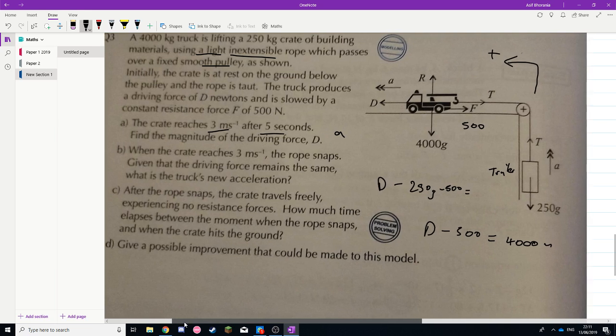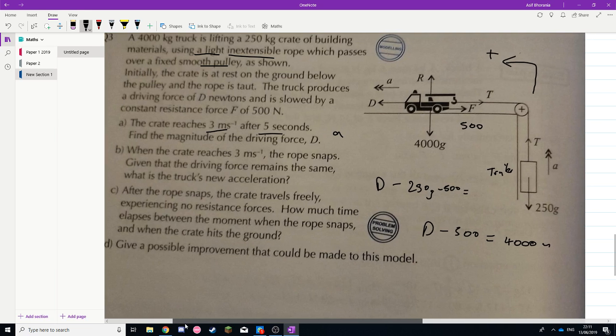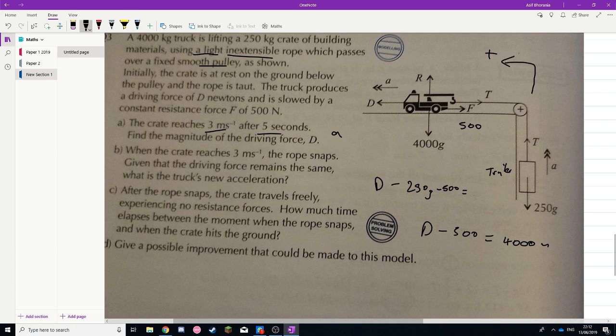How much time elapses between the moment when the rope snaps and when the crate hits the ground? Okay, that's just projectile motion, I guess, or you could do that for this object. Keep in mind that it still has an initial velocity. If you take acceleration down as positive, so that's g, this would be minus 3, and we don't care about the final velocity. We just want to know the time.